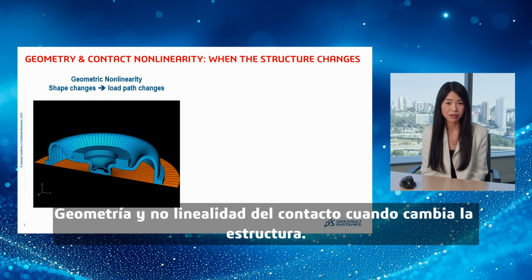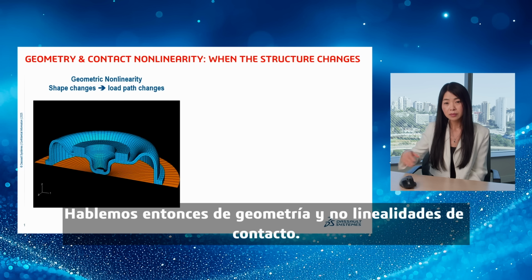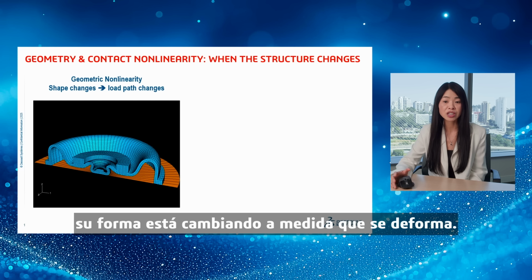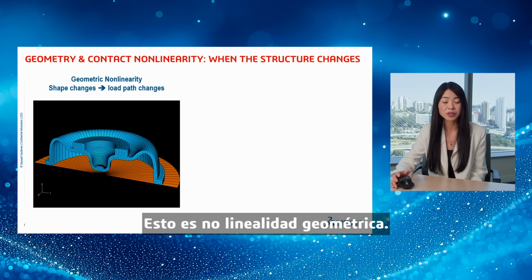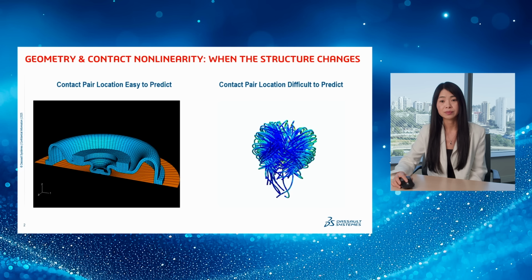Geometry and contact nonlinearity when the structure changes. So let's talk about geometry and contact nonlinearities. Here, when the dome touches the bottom surface, its shape is changing as it deforms. That's geometry nonlinearity. Now, when the dome makes contact with the bottom surface, that's contact nonlinearity. And it is not smooth. It's abrupt. It's on or off. This sudden or abrupt change is what makes contact difficult to converge.